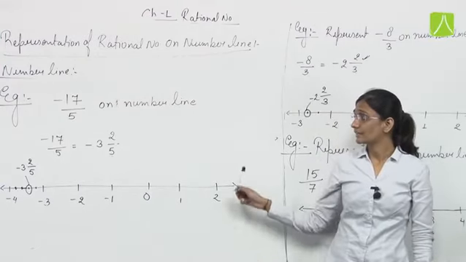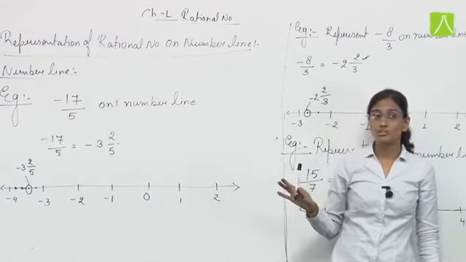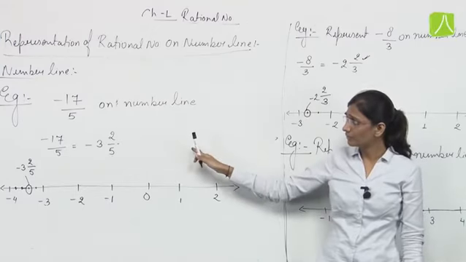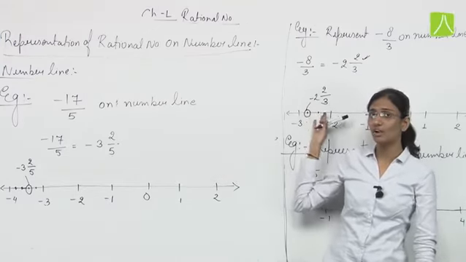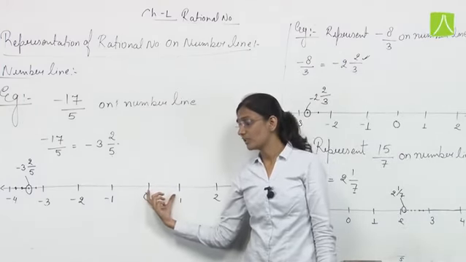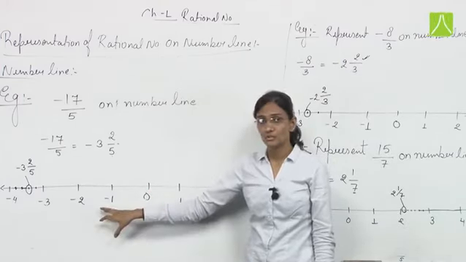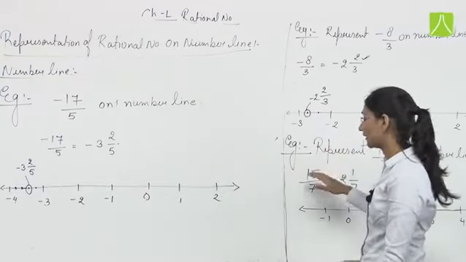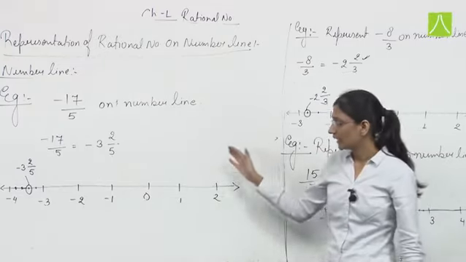So these are the examples of representation of rational numbers on the number line. Positive rational numbers, negative rational numbers, whose values are between 0 and 1 or 0 and minus 1, and whose values are greater than 1, can be represented in this form.